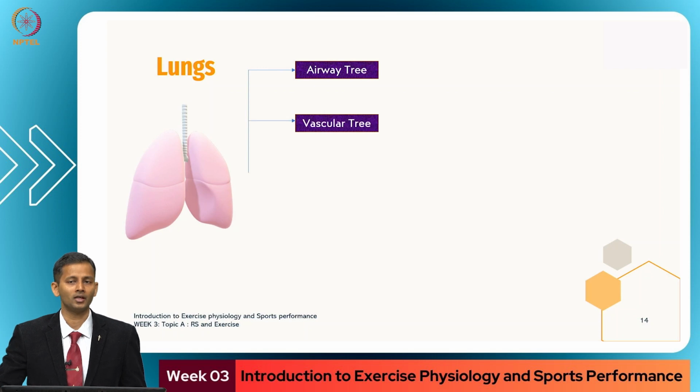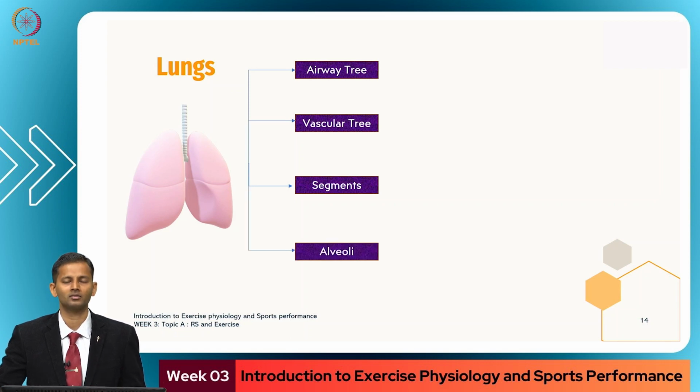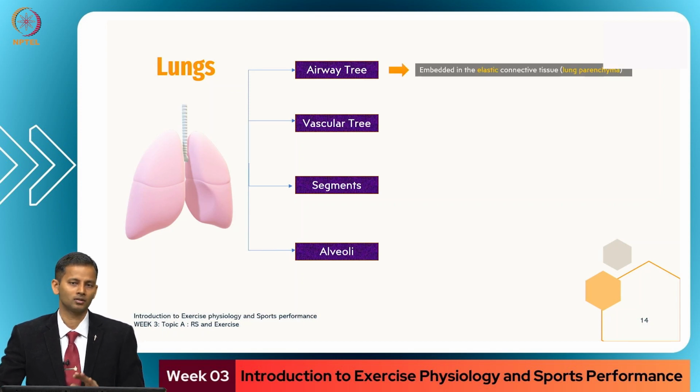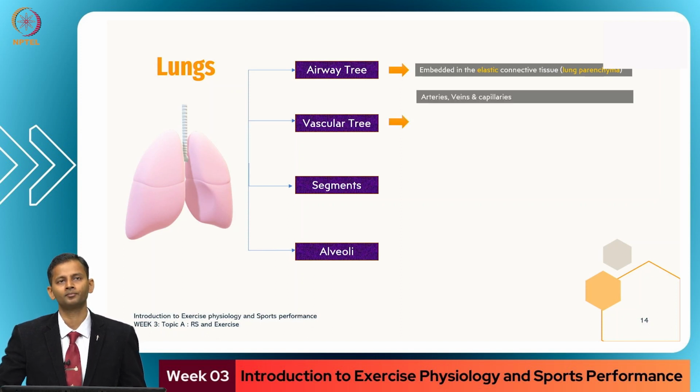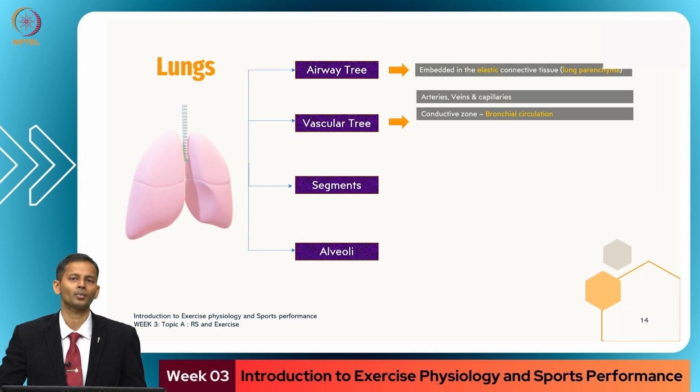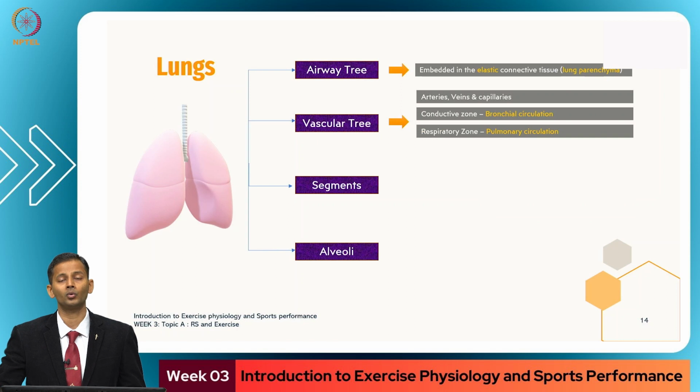Further, the lungs have the airway tree embedded within. You have the vascular tree, and further they are subdivided into lung segments, and you finally have the alveoli where the respiratory gaseous exchange happens. The airway tree is embedded in the elastic connective tissue of the lung parenchyma, which I had mentioned earlier. The vascular tree contains the arteries, veins and the capillaries. The conductive zone, which we discussed earlier, is supplied by the bronchial circulation. However, the respiratory zone is supplied by the pulmonary circulation.